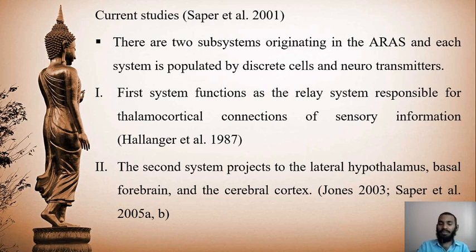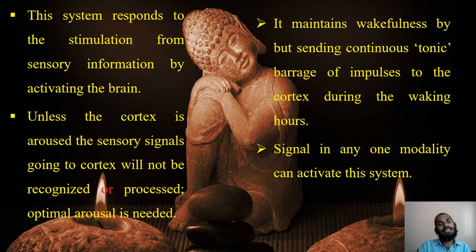The first system is responsible for thalamo-cortical connections, and the second system projects to the lateral hypothalamus, basal forebrain, and the cerebral cortex. These are the two subsystems of the ascending reticular activating system, and this is the basic anatomy of it. And this ascending reticular activating system responds to the stimulation from sensory information by activating the brain.